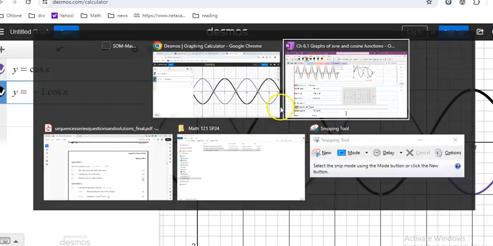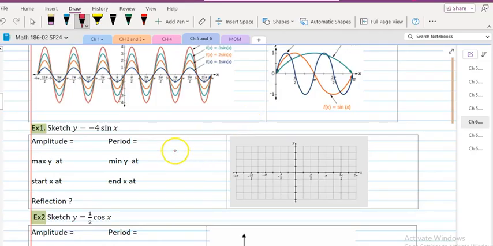So a negative number is a reflection. Let's go back to our notes. We need to talk about the amplitude, because if you stretch vertically, this would change the amplitude. So the first thing we do when we graph is calculate a whole bunch of stuff first before we graph.